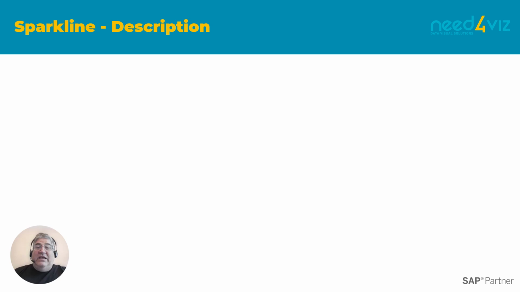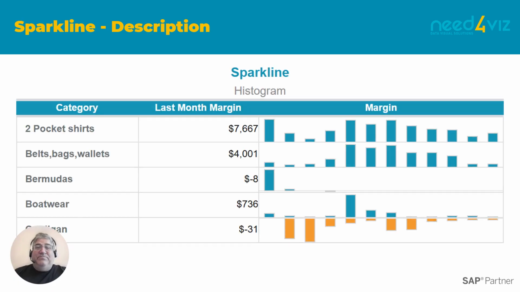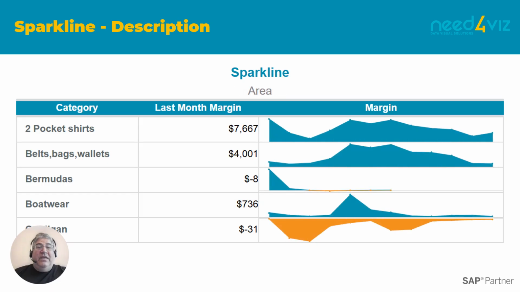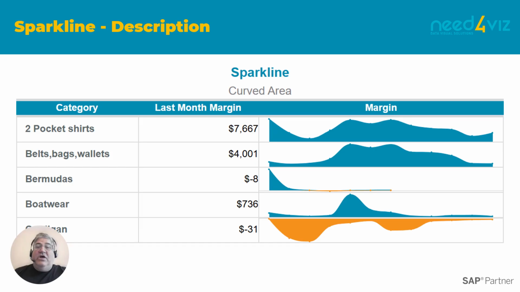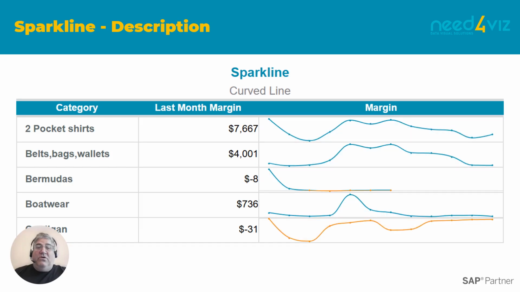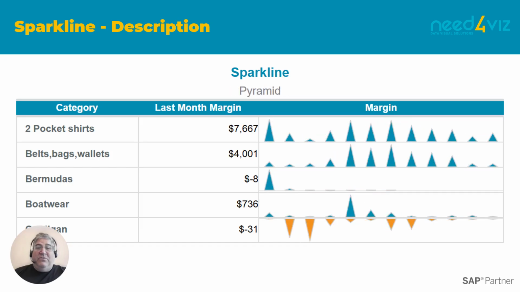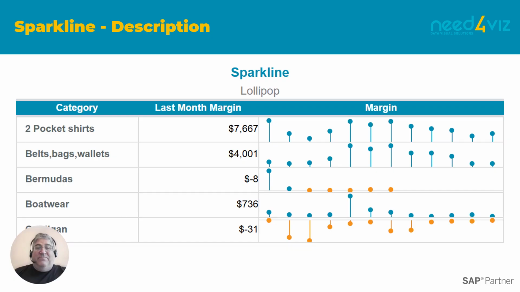The Sparkline is one of over 60 widgets included in N4V for WebI. Using the Sparkline widget, you can visualize the evolution of up to 5 measures as a microchart inserted on each value line of a dimension. The microchart can be a histogram, area, line, curved area, curved line, pyramid, or lollipop.